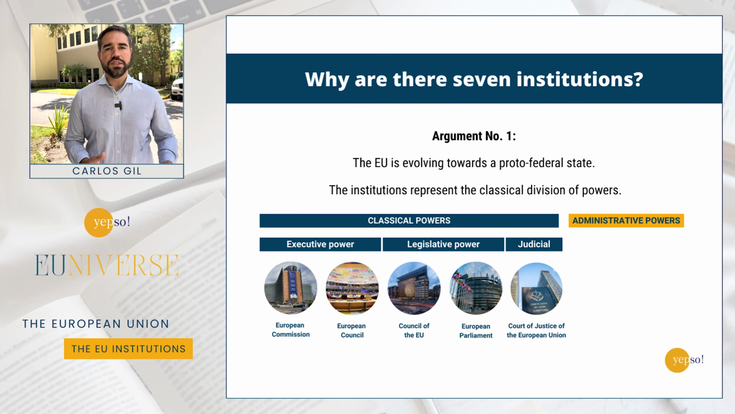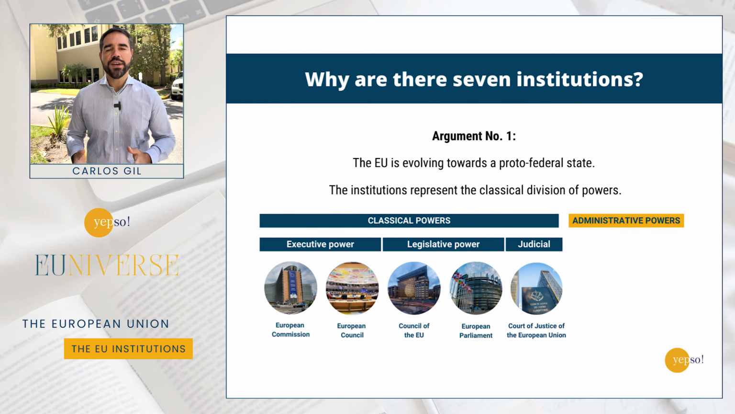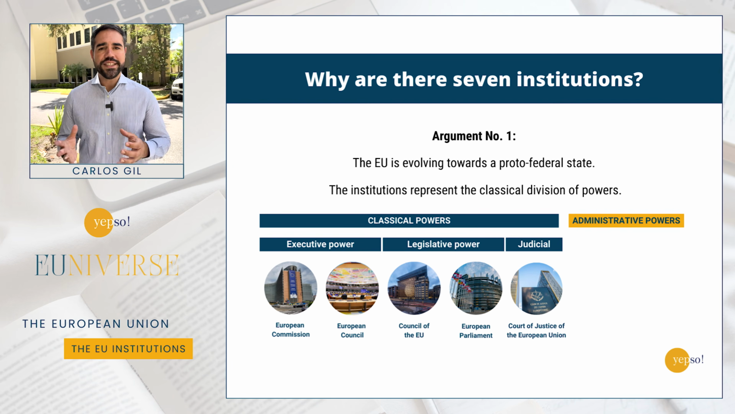These are the 3 classical powers, and as you have seen, within them we have placed 5 of the EU institutions. What about the 2 institutions that remain? Are they not as relevant as the others? Well, yes, they are equally important, but we cannot slot them quite so neatly into those 3 powers. That's why I refer to 2 administrative powers.